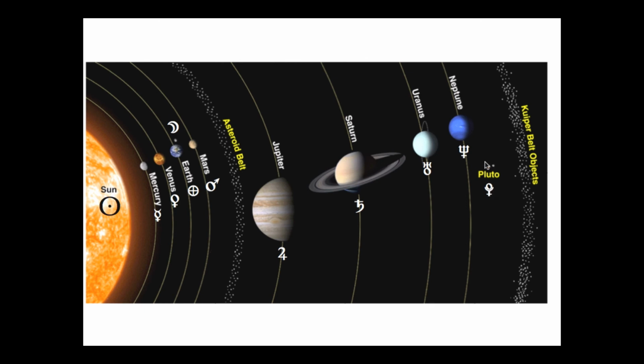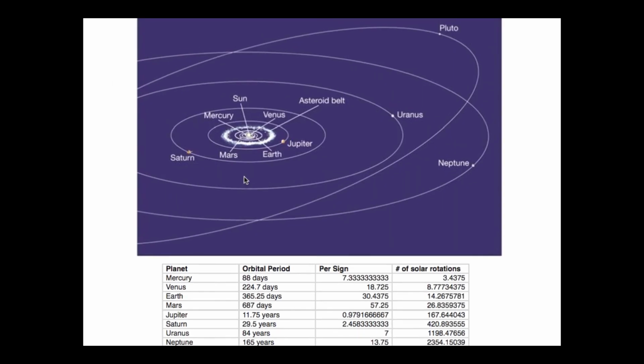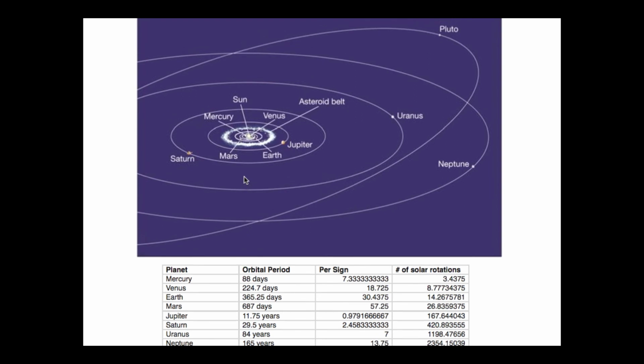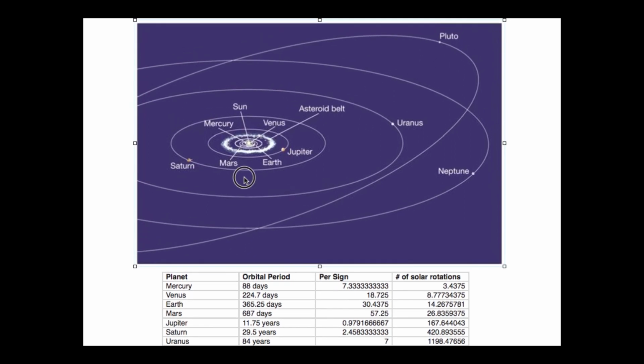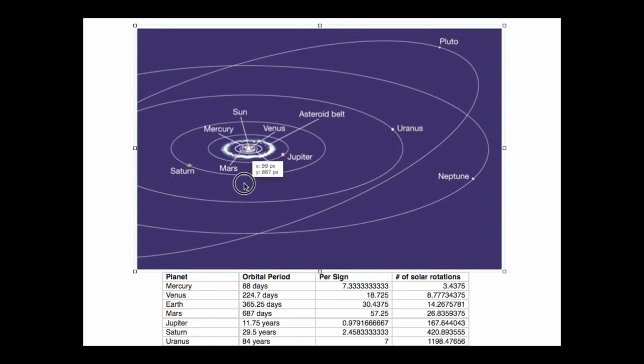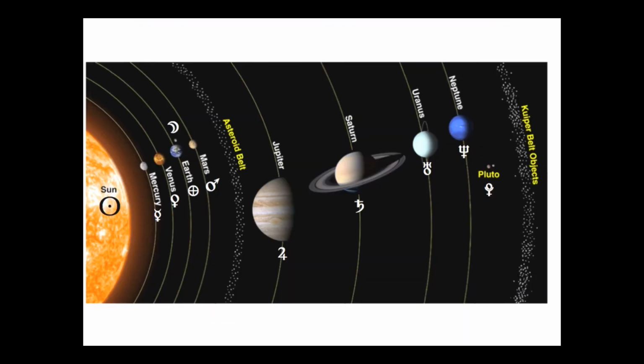I call my readings Liberation Natal Chart readings because originally I was thinking of focusing on Pluto. But Pluto is, look how tiny it is, and it's way out there. Very elliptical, too. So it's very difficult to get a real bead on Pluto. So it's good to know about what it's about.